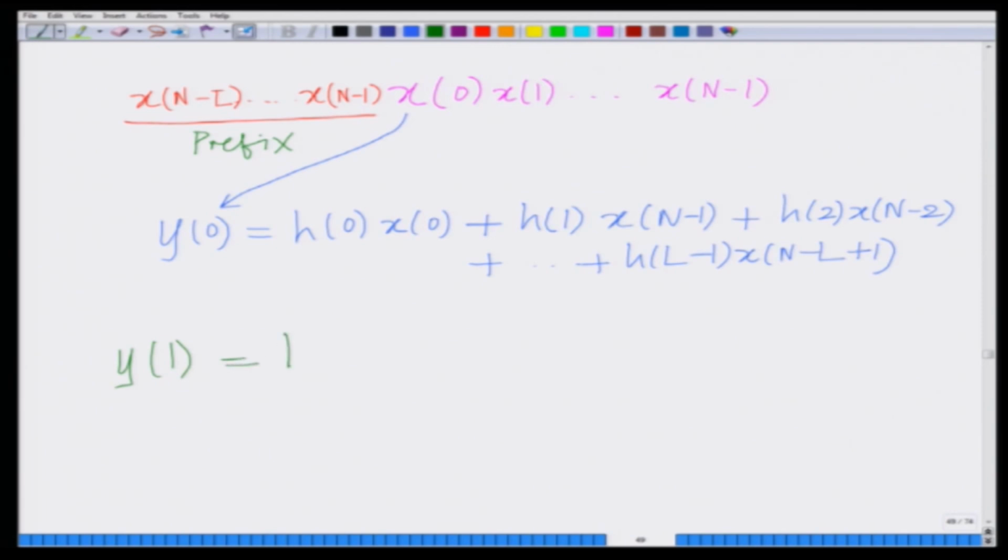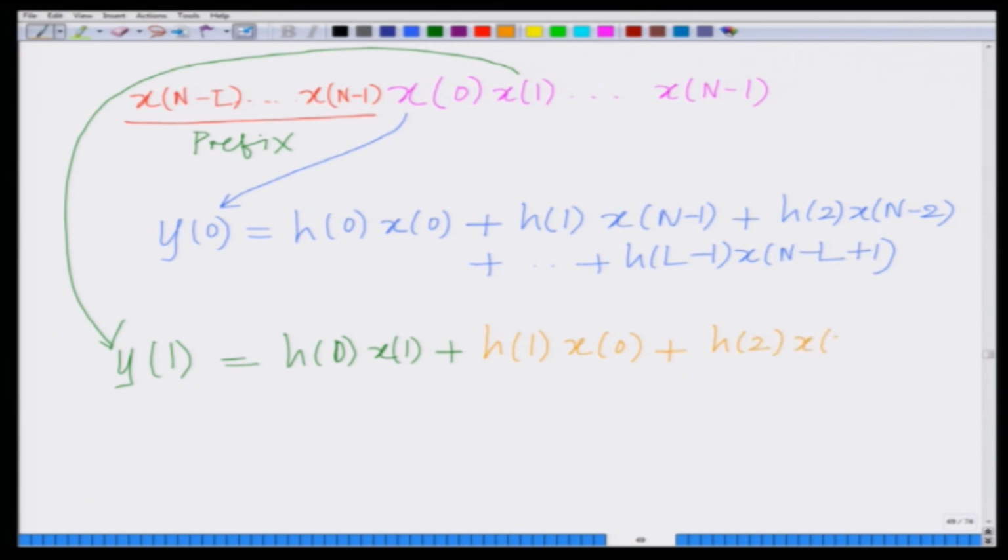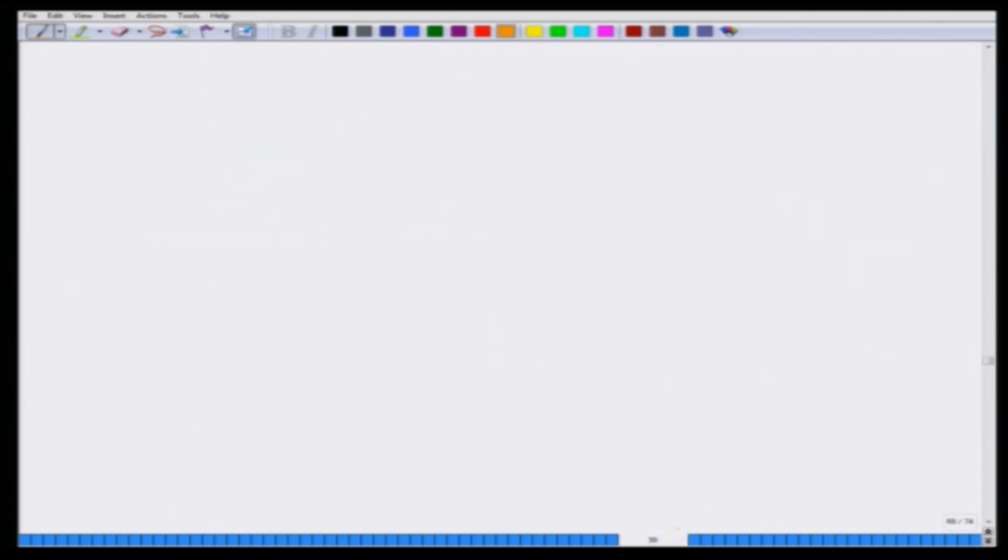y1 is the received symbol corresponding to x1, this is h0 times x1 plus h1 times x of 0 plus h2 times x of n minus 1 plus so on, h l minus 1 times x of n minus l plus 1. Now, let us look at this pictorially. Let us draw a diagram to represent this, to clarify in greater detail what is happening in this scenario.